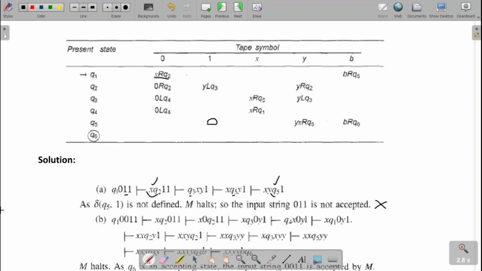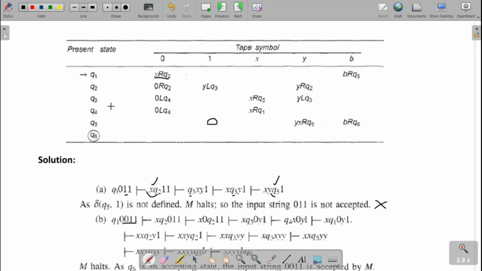In the second example, we have the input as 0, 0, 1, 1. First, Q1 on 0 gives X, right, Q2. 0 is replaced with X, and we have the right movement to Q2. Then Q2 on 0 gives 0, right, Q2, so 0 as it is, and I will have the right movement. Then Q2 on 1, I will replace the 1 with Y, and the movement is left.